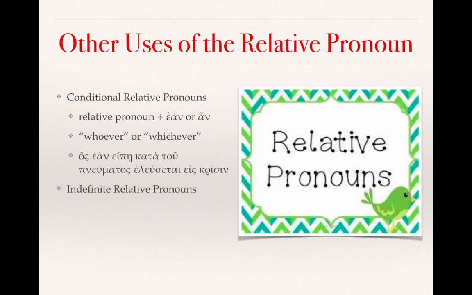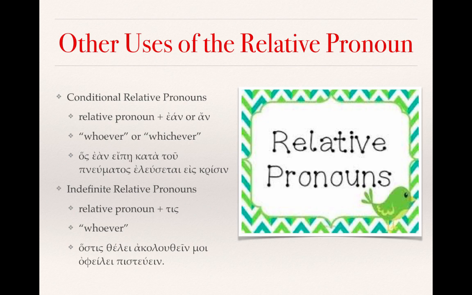The second special use of the relative pronoun is what is known as the indefinite relative pronouns. Here, this is where we would add the relative pronoun and tis together. And again, we have the translation of whoever. And here is an example. "Hostis thelei akolouthein moi opheilei pisteuein." And we would translate that as, whoever wishes to follow me must believe.